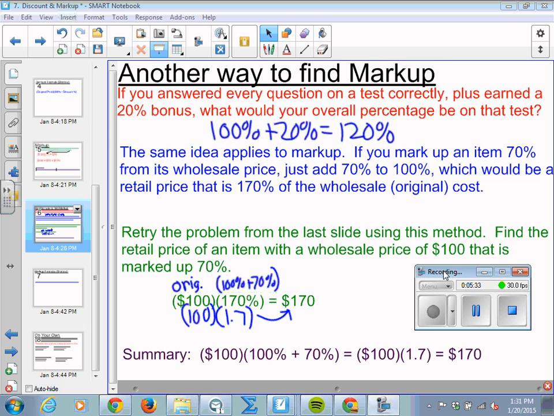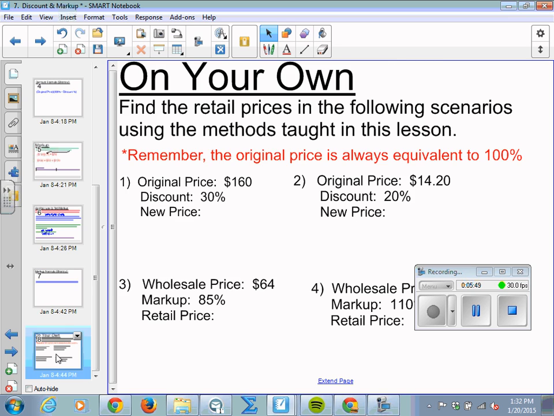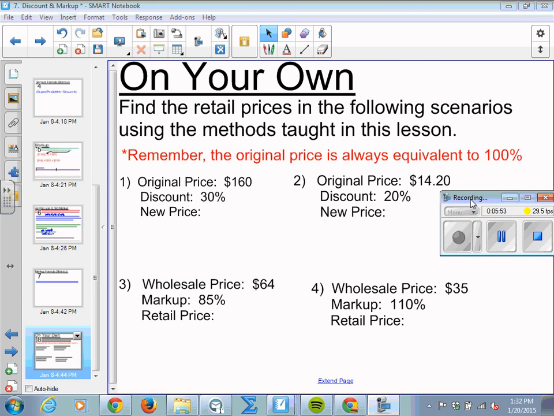So put it in formula form: the wholesale price times 100% plus the markup percent equals the retail price. You guys can use this if you would like. So now's a great time to go ahead and stop the video. Use any method you want to find the correct answers here. I'm going to go ahead and work all 4 of these problems through using different methods for different problems.